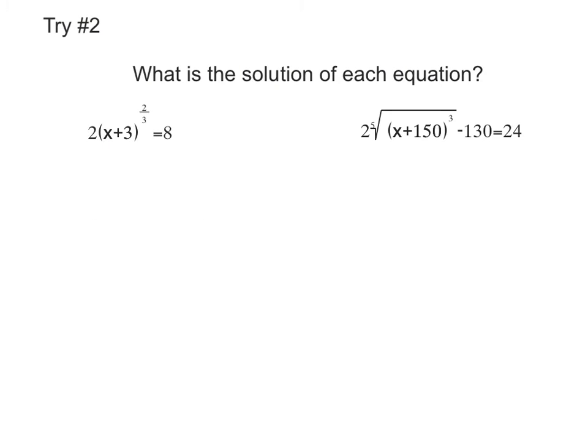Okay, so in try 2 it says, what is the solution of each equation? So again, the first thing you want to do is get your base and your power by itself. So we're going to need to divide by 2. So x plus 3 to the 2/3 is going to be equal to 4. Okay, then we need to raise each side to the 3/2. So it'll give us x plus 3. These are gone. X plus 3 is equal to 8.